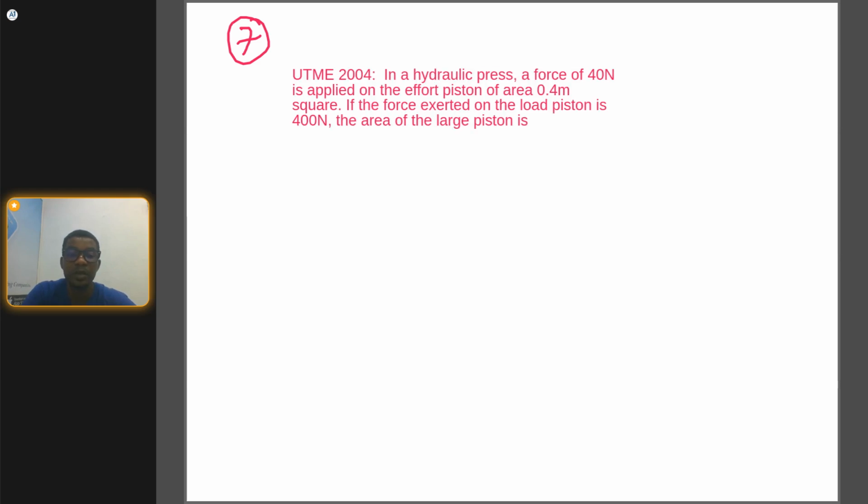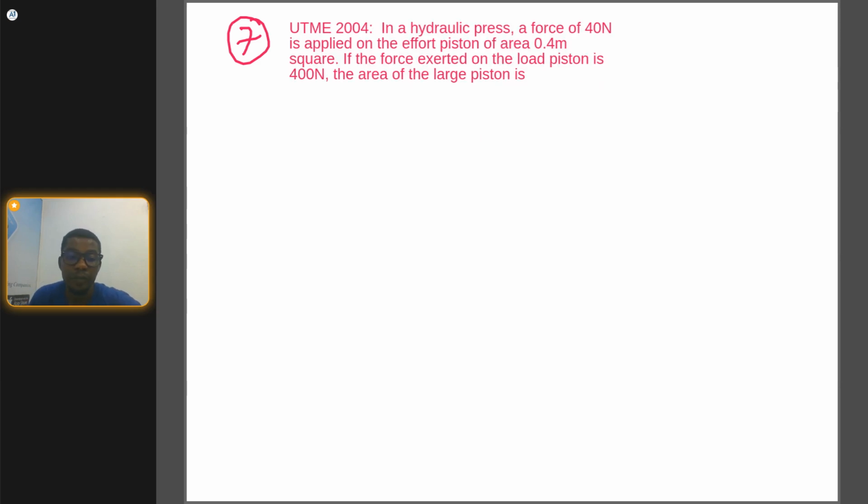So this is the next question we'll be taking. Question number 4, UTME question 2004. A hydraulic press is another type of machine. We have discussed that in the previous class. We discussed the types of machines, and we also treated the hydraulic press. So let's see how we can also do a calculation on the hydraulic press.